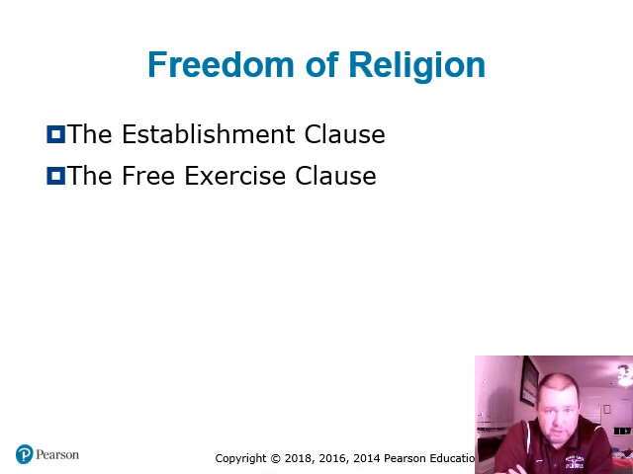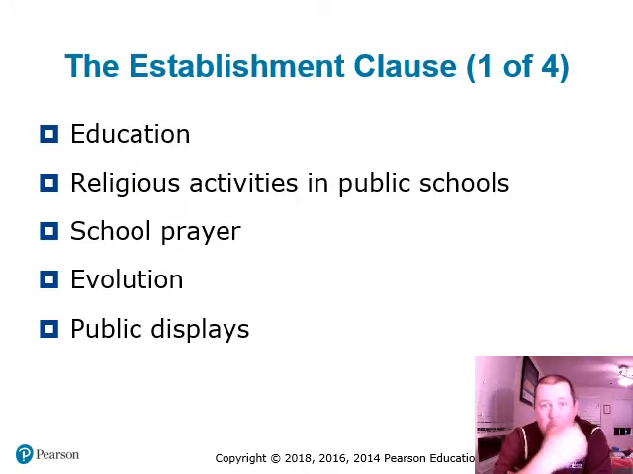So one of the first provisions of the First Amendment is the idea of freedom of religion, and freedom of religion is twofold, right? So we have the Establishment Clause and we have the Free Exercise Clause. The Establishment Clause says that government will establish no official religion. There will be no national religion. What that means is the government will not educate you or indoctrinate you toward a specific religion. The government will not advocate for specific religious activities in school.